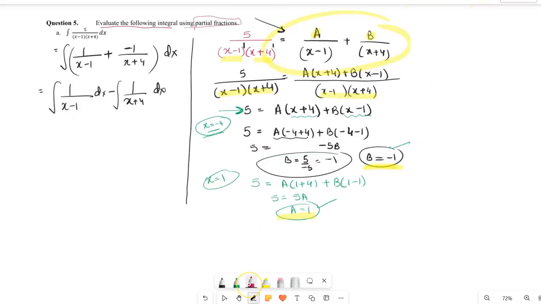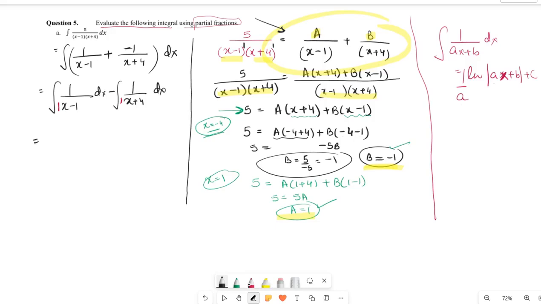For finding this integration, you should remember the formula. The integral of 1 by ax plus b with respect to x should be the natural log of ax plus b, plus C. In this case, the coefficient of x is just 1. Here also the coefficient is just 1. If it is a, then you have to divide by a. So here it's natural log of x minus 1 minus natural log of x plus 4 plus, always add a C when it's an indefinite integral.